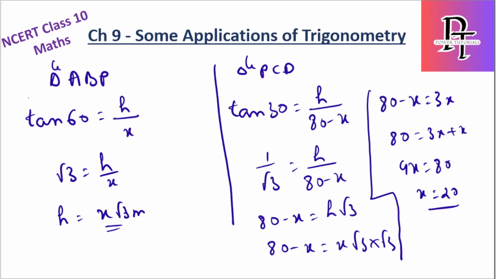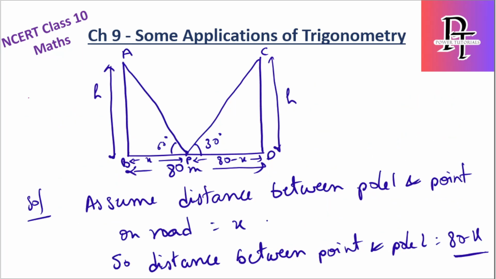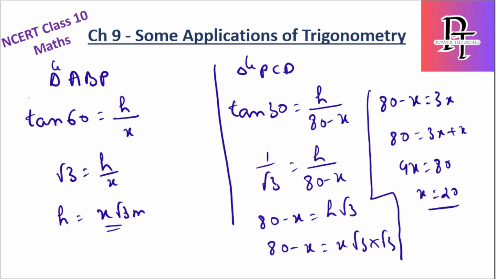So the distance from pole 1 to the point is x. x we got as 20, then 80 minus x becomes 60. So this is 20 from pole 1 to the point, and this one becomes 80 minus 20, which is 60. Okay, so let's write the h value. Height we got as x root 3. So now the height will become 20 into root 3, so 20 root 3 meters.